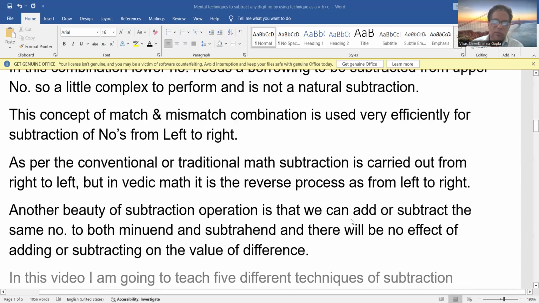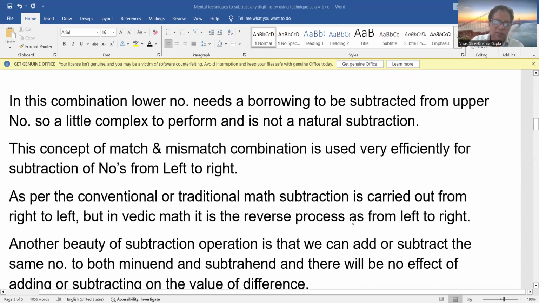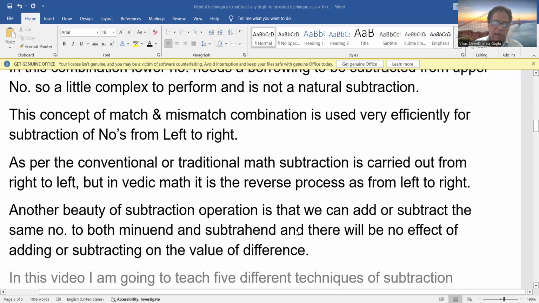Now this concept of match and mismatch combination is also very efficiently used in subtraction. In the traditional method, we are subtracting from right to left direction. But in speed mental math, you can easily subtract from left to right direction using this combination of match and mismatch combination, right? So I will show you the techniques.